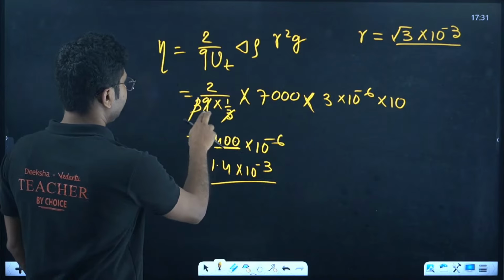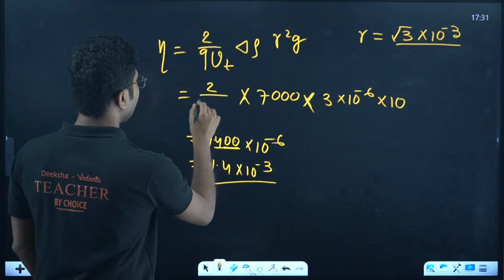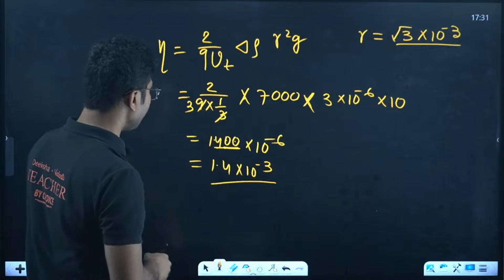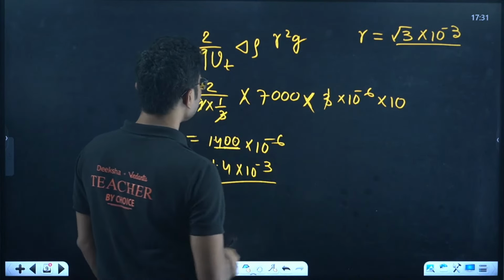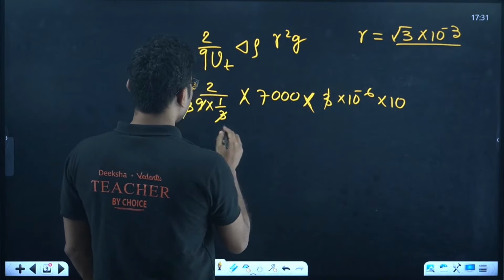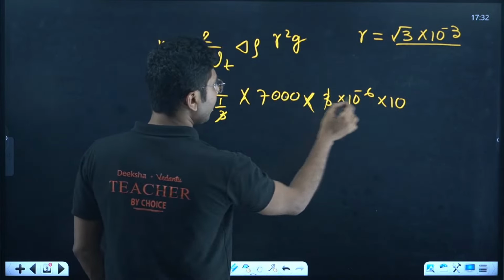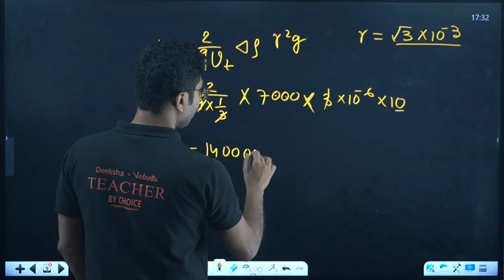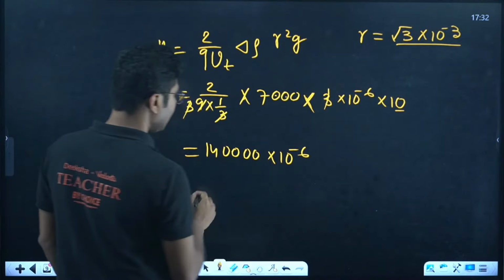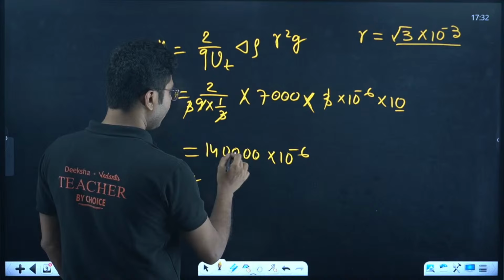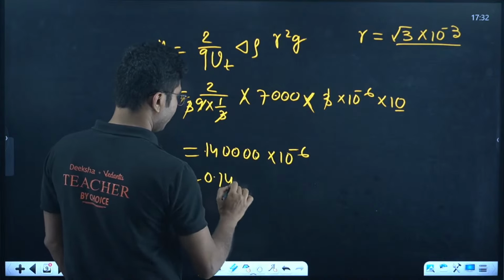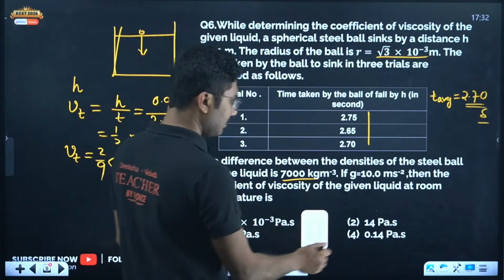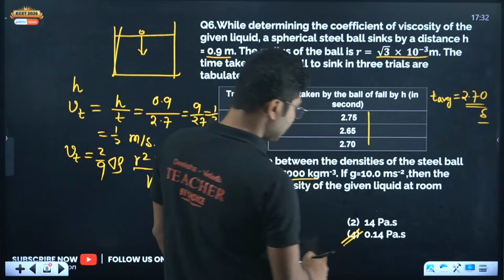7,000. So divided by 9 into 1/3. So we get 3 over here. This 3 cancels, and we get here 1 2 3 4 zeros. 14 and 4 zeros into 10 to the power of minus 6, and we get 1 2 3 4 5 6. Yes, 0.14. Okay, so 0.14 is correct. So not this answer, but this one is correct. Okay, this answer is correct. Yes, correct.